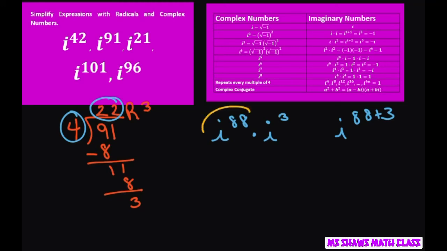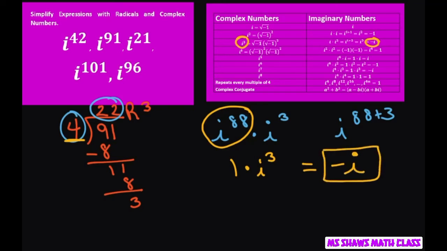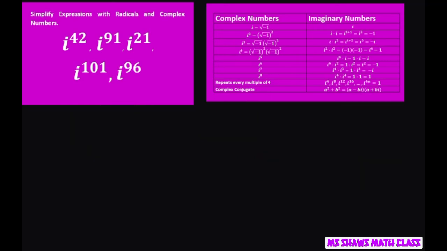Now we know that i to the 88th is divisible by 4. So that's 1 times i cubed. Now we just look and see what i cubed equals. i cubed equals -i. So you're just going to write this as -i. Okay, the next one. Do the same thing. You can kind of see that this is just going to be i to the 20th, because 20 is divisible by 4. And then you have i to the 1st. So i to the 20th, since this is divisible by 4, equals 1 times i. And that's just going to equal i.